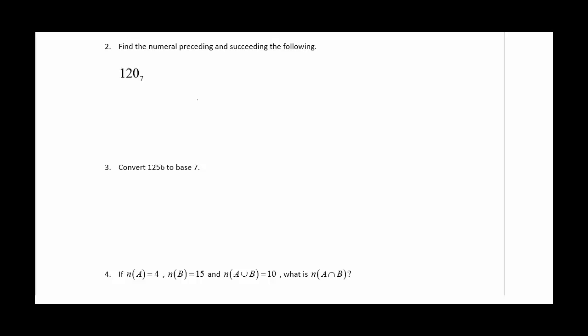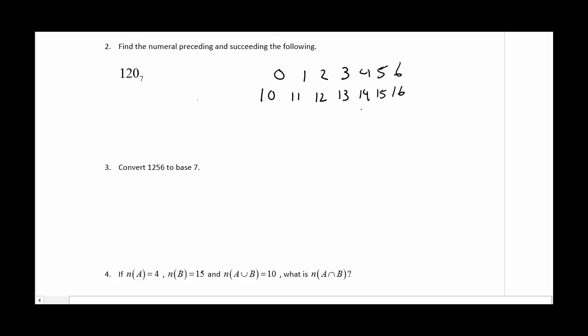Okay, in number 2, finding the number that precedes and succeeds. So find the number before and after each of the following numbers. One thing that I would like to use on this is just, let me see what counting in base 7 actually looks like. So we start off with 0, 1, 2, 3, 4, 5, 6. Now I don't go to 7. Instead, I go to the next place value. So that's a 1, 0. Then it's 1, 1, 1, 2, 1, 3, 1, 4, 1, 5, 1, 6. And then I go up one more place value. So 2, 0, 2, 1, 2, 2, okay, etc., etc.